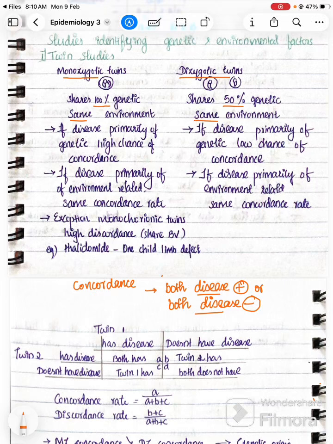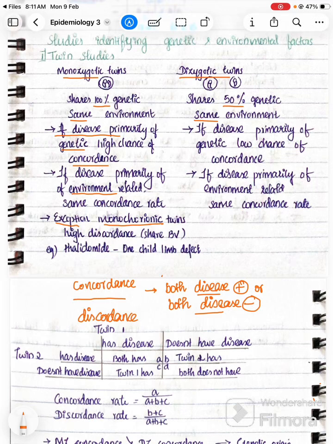The word concordance means both of them having the disease or both of them not having the disease. Discordance means either one of them has the disease. Monozygotic twins: if the disease is primarily of genetic origin, there is a high chance of concordance because they share 100% genetic material. If it is primarily of environmental origin, the same concordance rate will also be there.